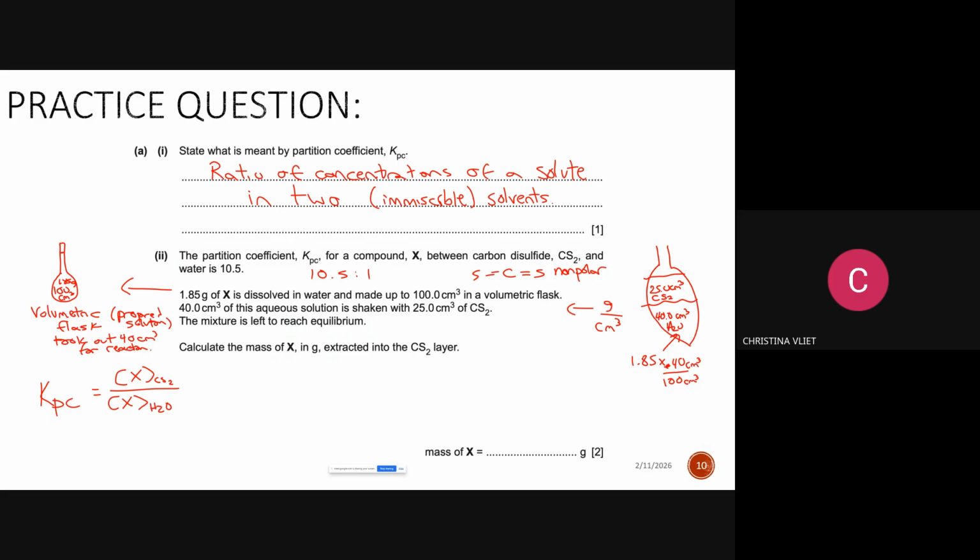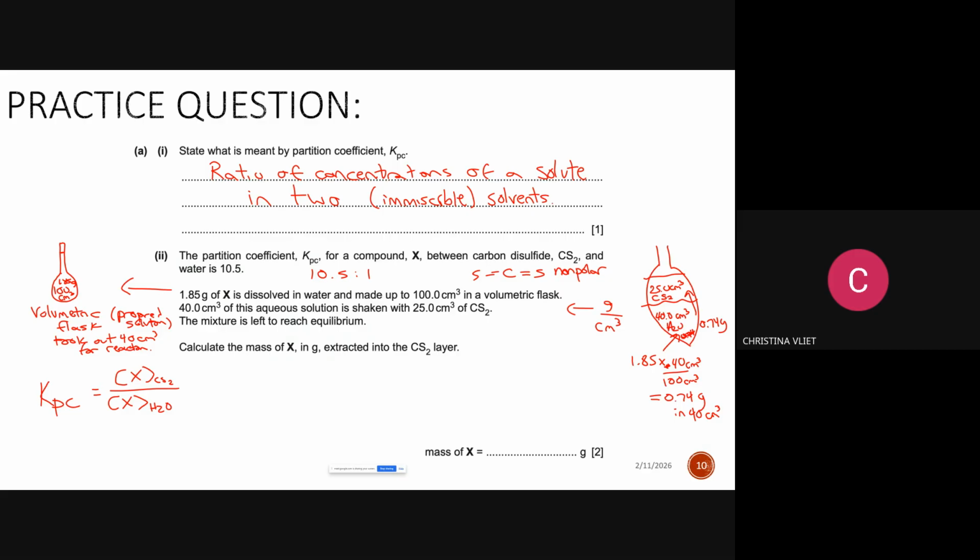So then it's 0.74 grams in 40 centimeters cubed. There's 0.74 grams originally here. But isn't some of that then transferred to the CS2? So now, question is, we had 0.74 grams in here. This is transferring into the CS2. How much is transferring into the CS2? It's the same question as last time.